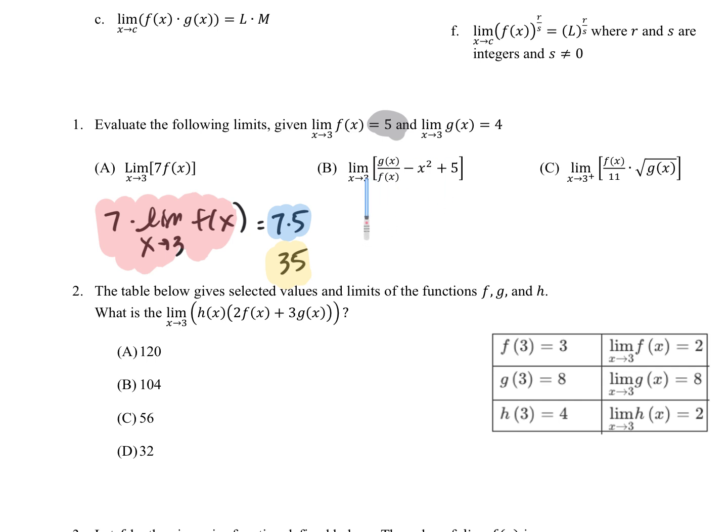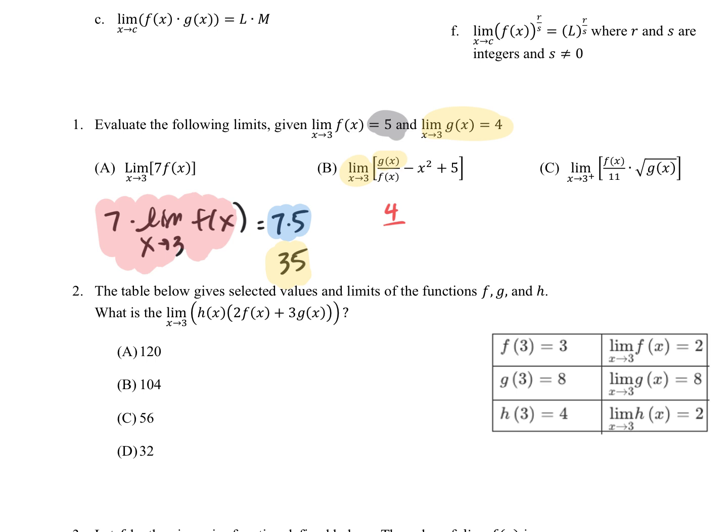Let's go on this one. The limit as x approaches 3 of g divided by f. We can do them separately. What is the limit as x approaches 3 of g? They gave us that right there. So we can just say 4 minus the limit as x approaches 3 of f.